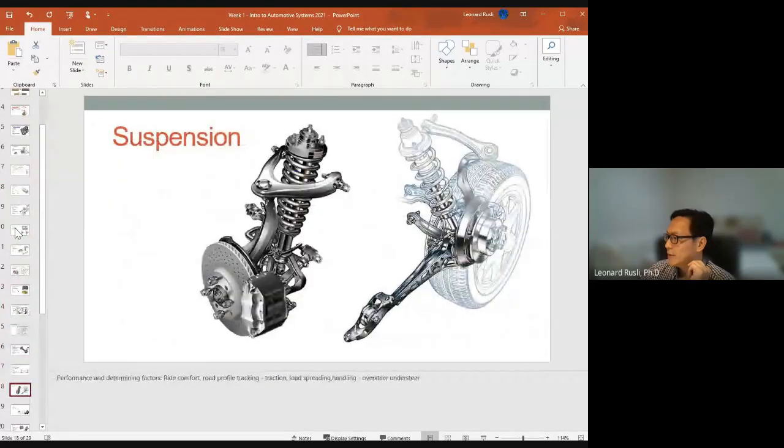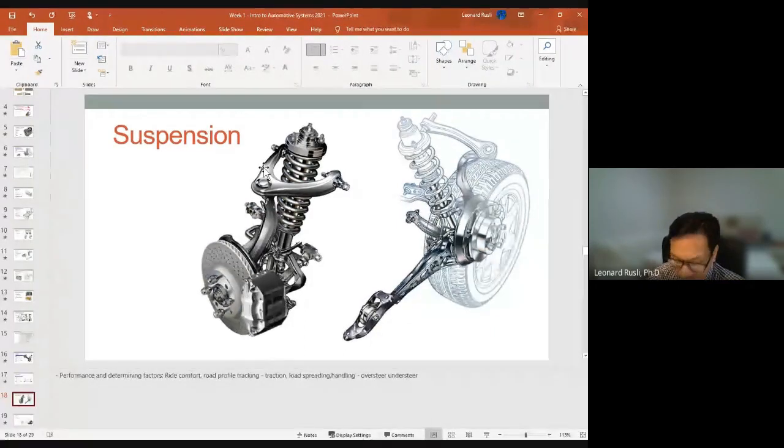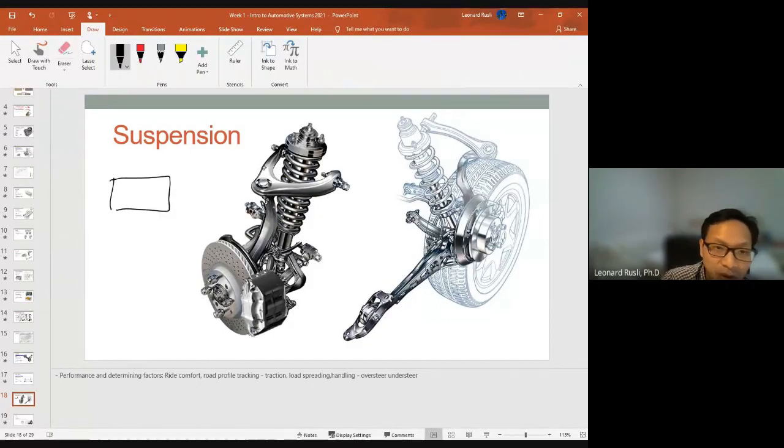Okay. So a typical suspension that you see today is called a McPherson strut. A McPherson strut is you have the shock absorber in the middle and the spring coiled around it. So it's basically you have the body of the car, you have the spring, and you have the damper.